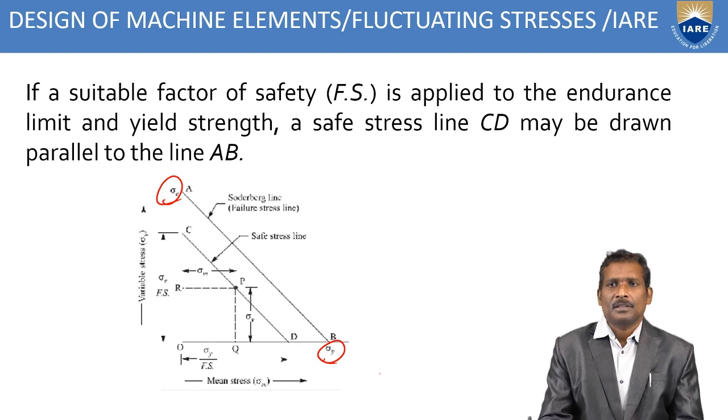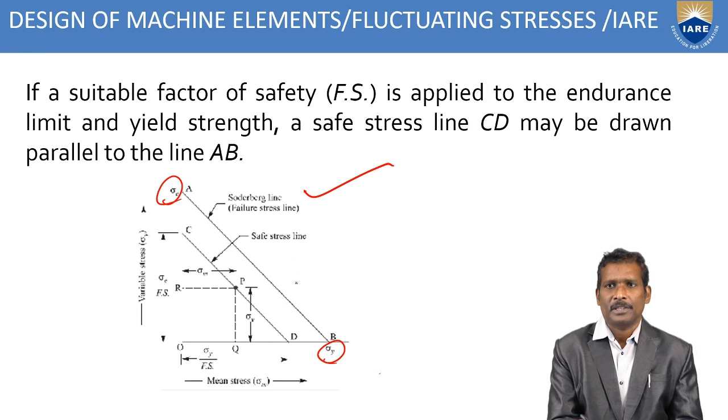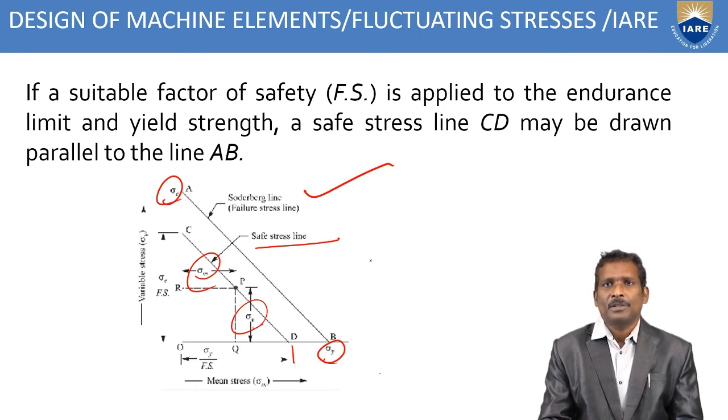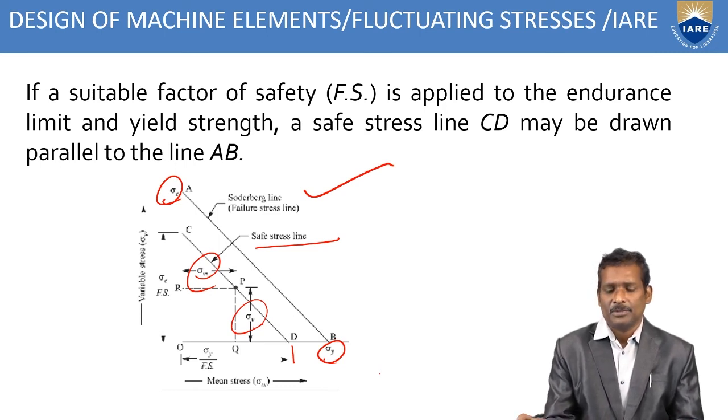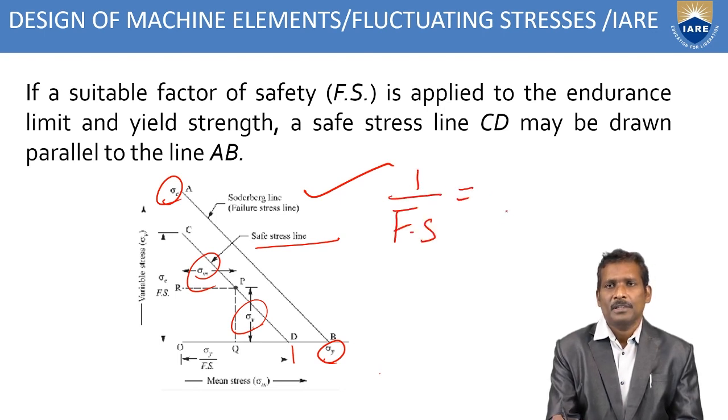This AB line is the Soderberg line, and we have already discussed this method. This one is the safe stress line drawn between the variable stress maximum limit, that is, a safe value of the particular material, and the point D. These are the variable stresses. By using this diagram, we can calculate the variable stresses using the factor of safety.